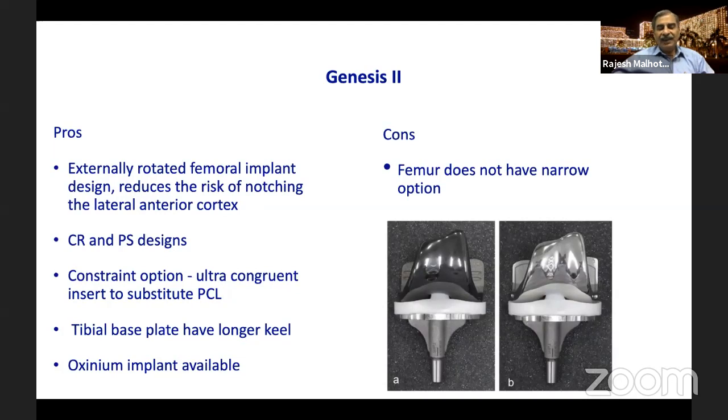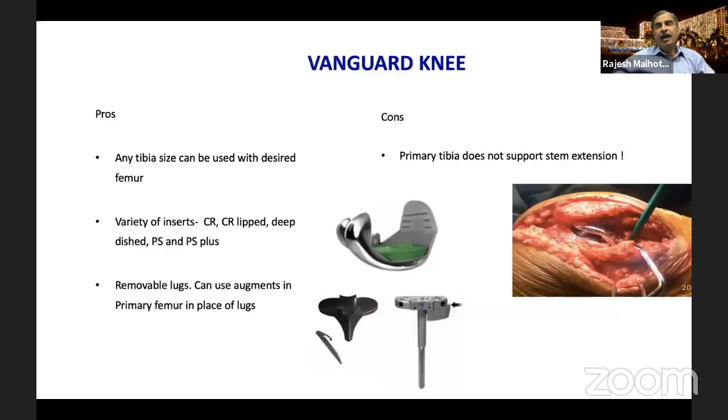It comes in both CR and PS designs. It has an ultra-congruous insert to substitute PCL, and the tibial base plate has a longer keel, and oxinium implants are available. These are the advantages. The con is that the femur does not have the narrow option, so you may land up with a narrower mediolateral extent. What about the Vanguard knee?